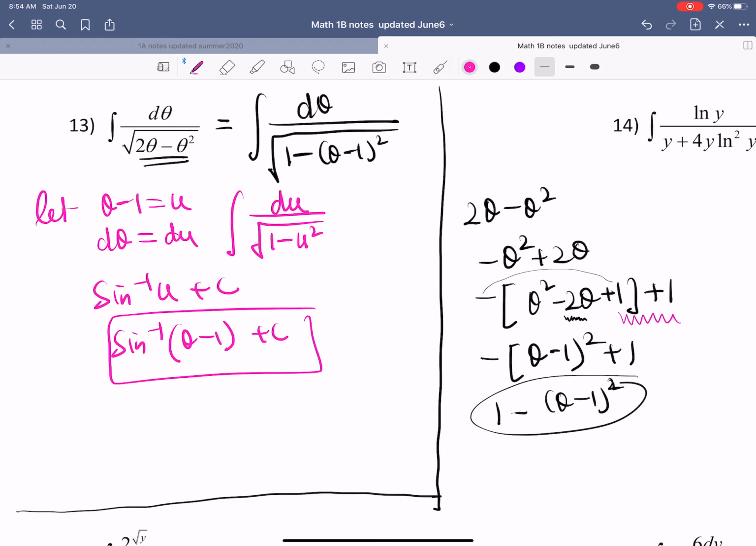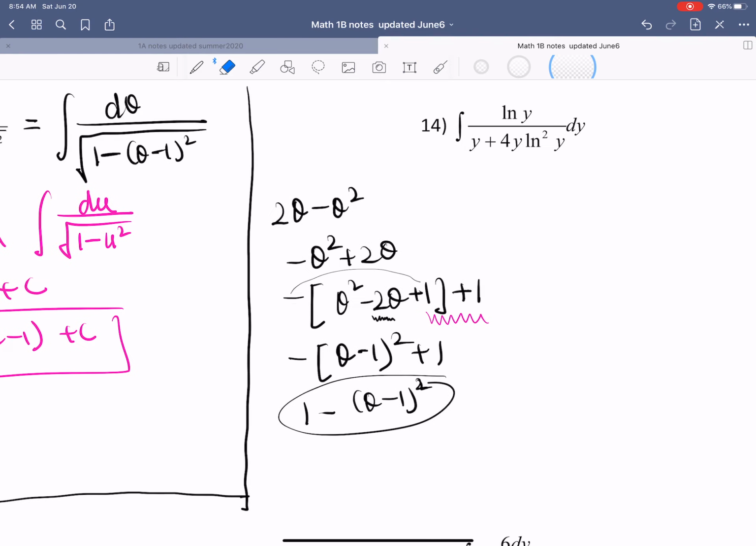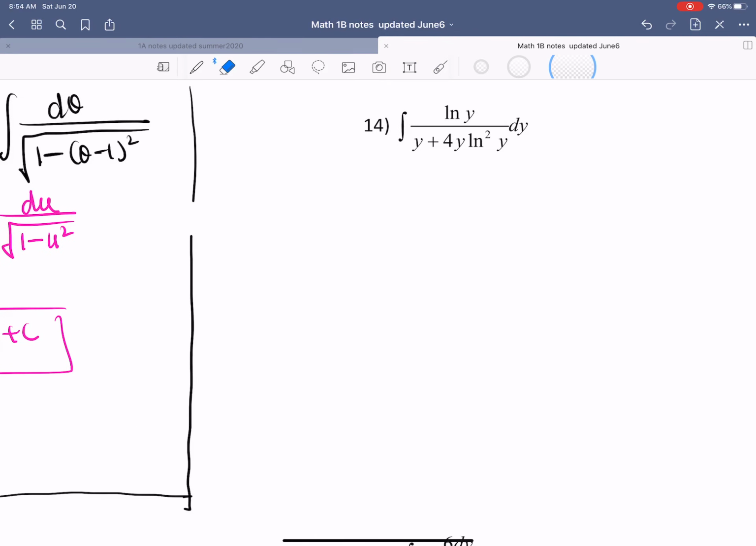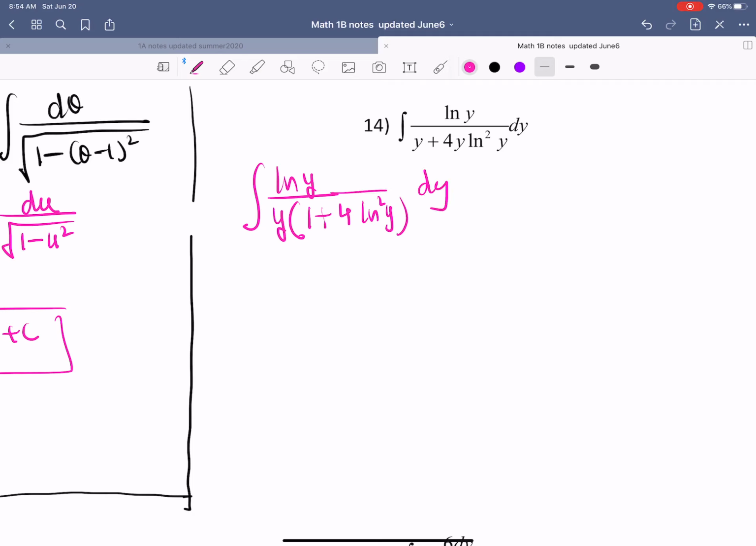Next example. Looks like there are too many natural logs in here, so let me clean this really quick so I have enough space for this problem. For this one, I have too many natural logs and it doesn't look like a direct u substitution yet. What I'm going to try to do is pull out a y from the bottom, leaving me with 1 plus 4 natural log of square root y, dy.